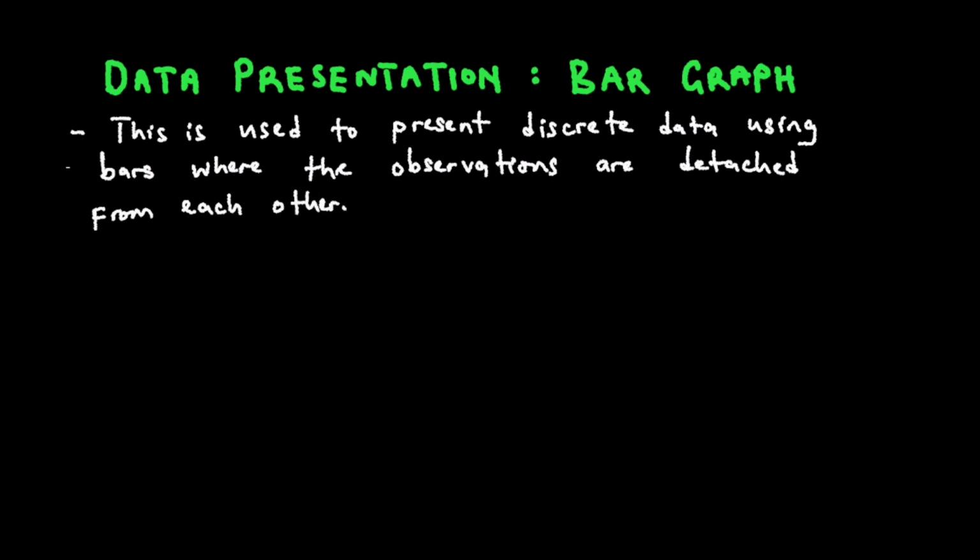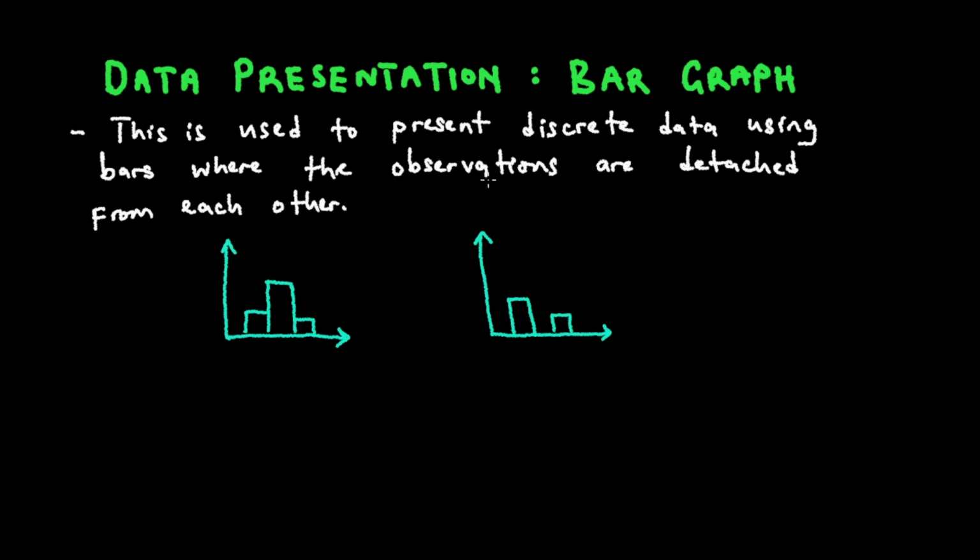So before we even go to the second point, I just want to preempt something. I'm sure you learned this in your O level. So let us say we have two graphs. The other one, we have bars which are not detached. On the other one, we have detached bars.